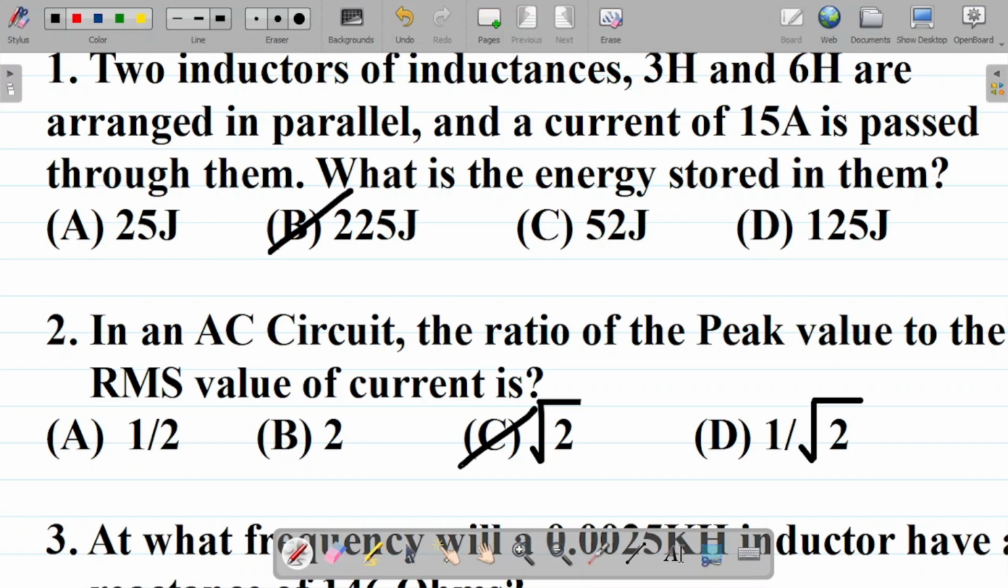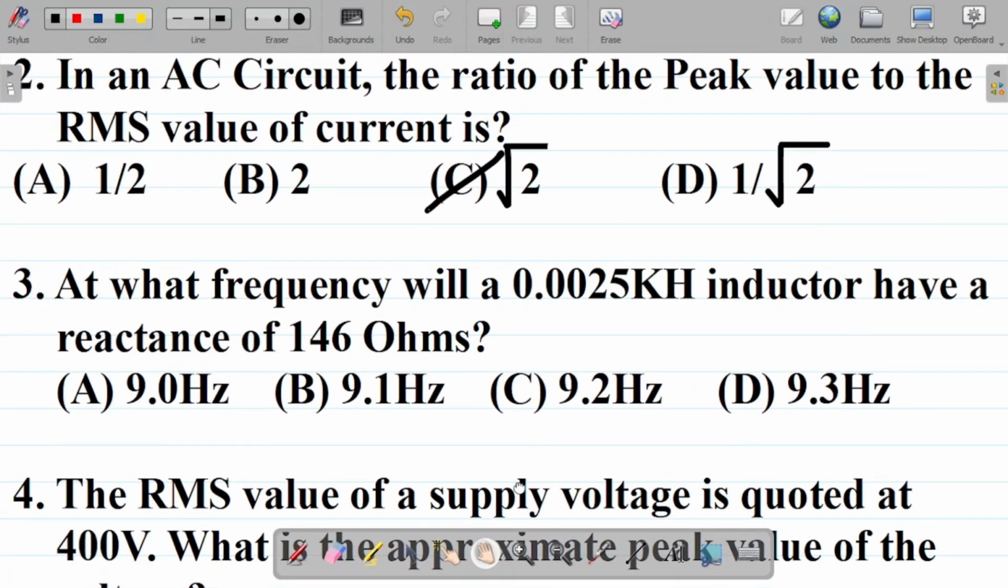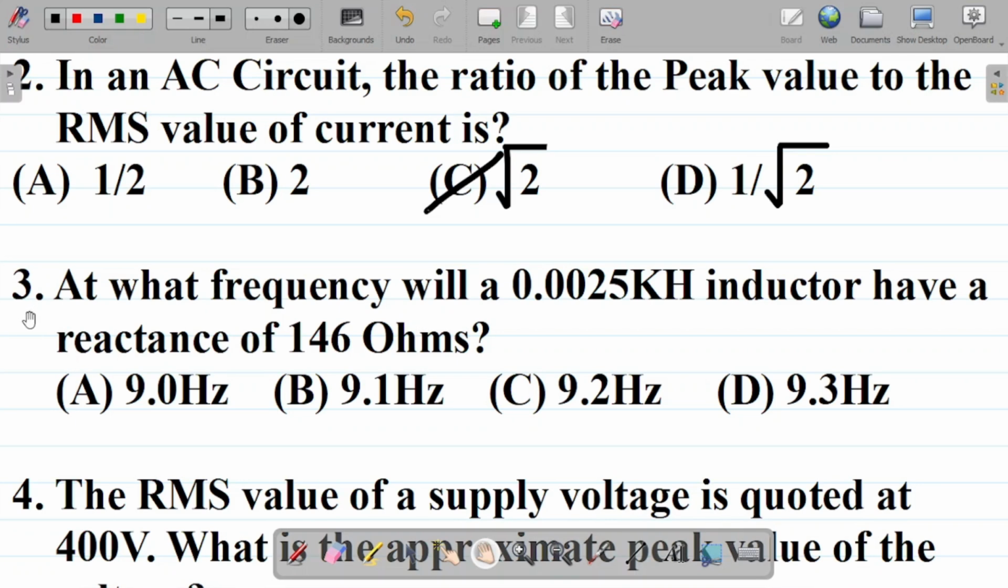Let's look at question 3. Question 3 here says, at what frequency will a 0.0025 kilo Henry inductor have a reactance of 146 ohms? Okay, so here are your options. How do you solve this question?